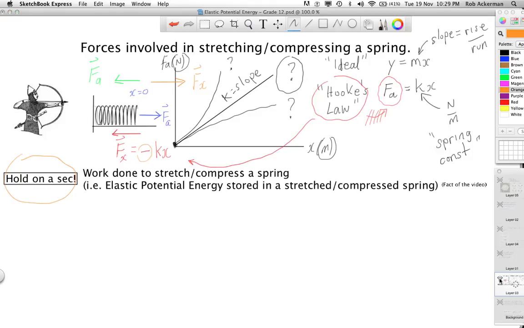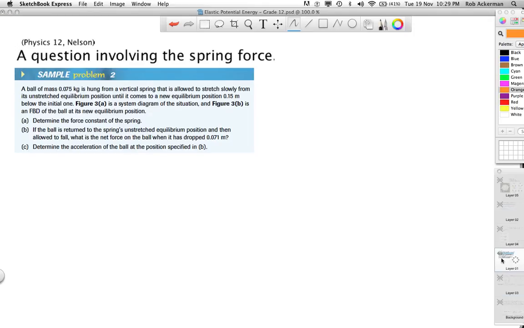What we're going to do now is jump to a question here. And the question deals with a ball which is going to be hung from a vertical spring. And what do we mean by a vertical spring? Well, imagine a spring that is hanging from the ceiling, okay? The ceiling in the physics classroom, for example. And what you're going to do is attach a ball to that spring, and of course gravity is going to pull that ball down, and so the spring is going to stretch slowly.